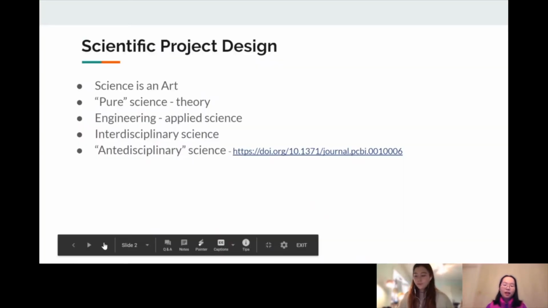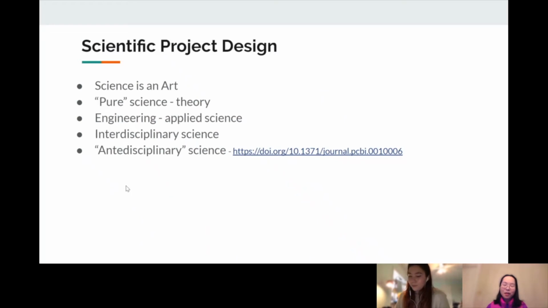So for this design, science is very much an art, similar to how you train in becoming good at playing a musical instrument or playing a particular sport. It takes many, many years of training, of practice, of experience to get good at it. And science is similarly so. That's why it takes such a long time to become a principal investigator in a lab and to be able to develop your own scientific projects and scientific proposals.